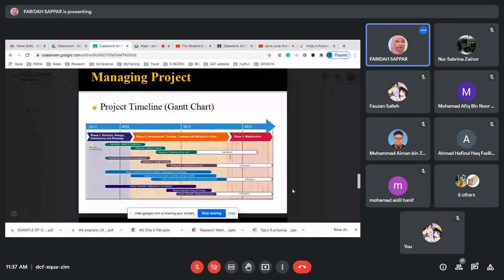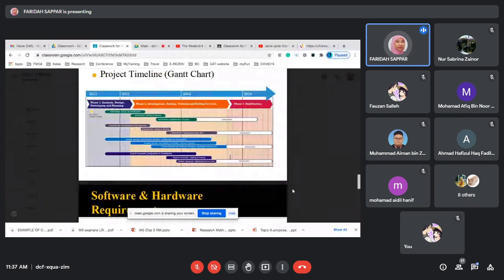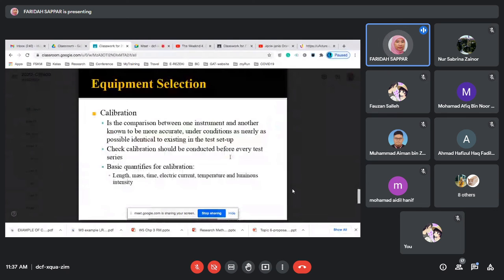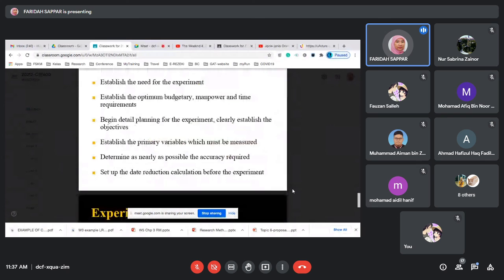Okay. Some other example, equipment, experiment, procedure. Nantilah kita sambung minggu depan dah dekat pukul 12 kan.